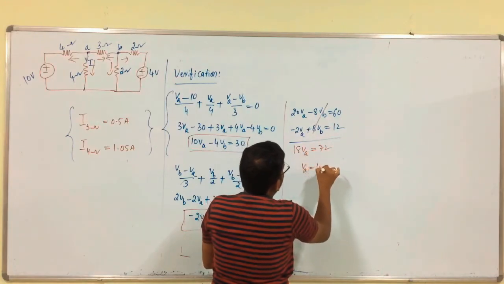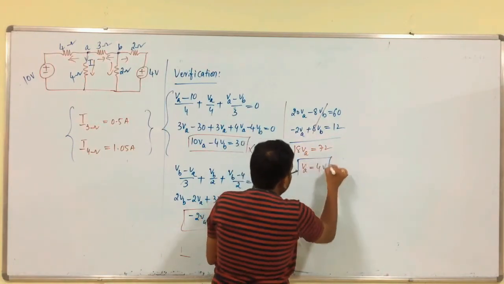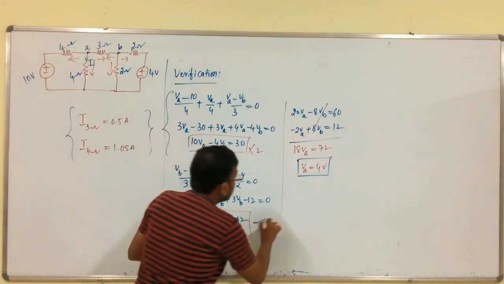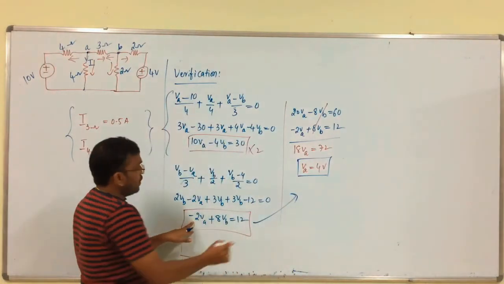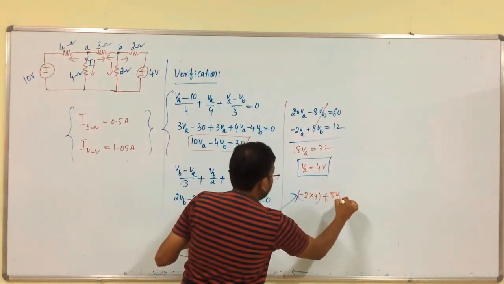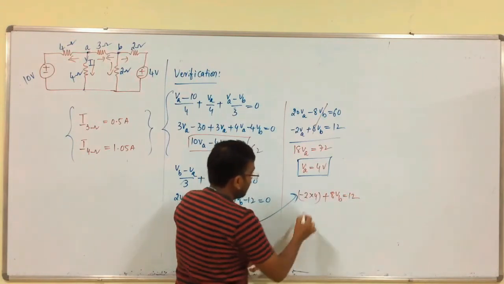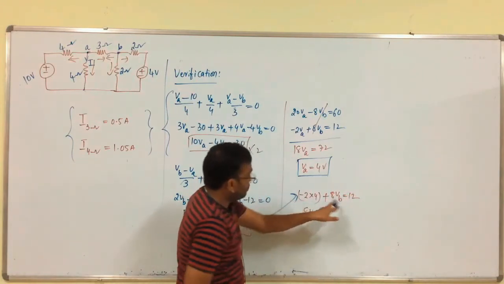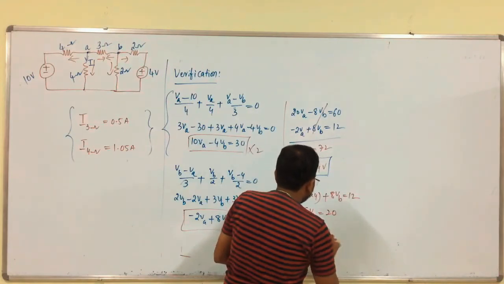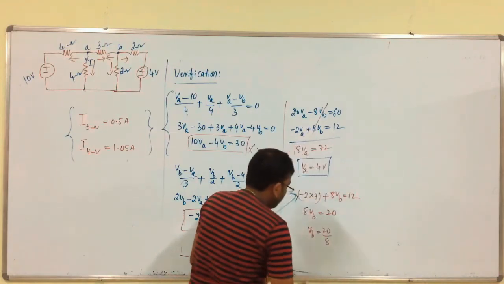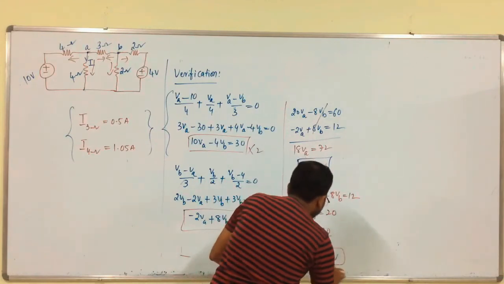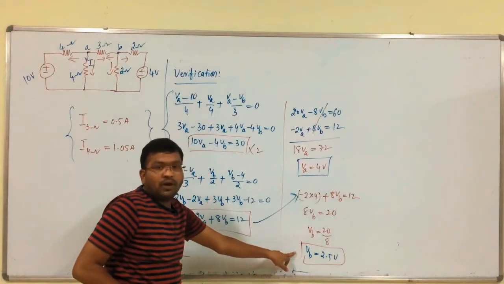VA is equal to what? 4 volts. VA is 4 volts. Like this, VB is what? From this, minus 2 into 4 plus 8 VB is equal to 12. From this, 8 VB is equal to what? 12 plus 8, 20. VB is what? 20 by 8. That is 5 by 2. That is VB is equal to what? 2.5 volts. So, we have VA 4 volts, VB 2.5 volts.